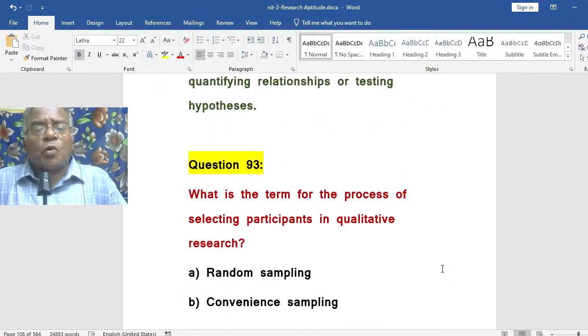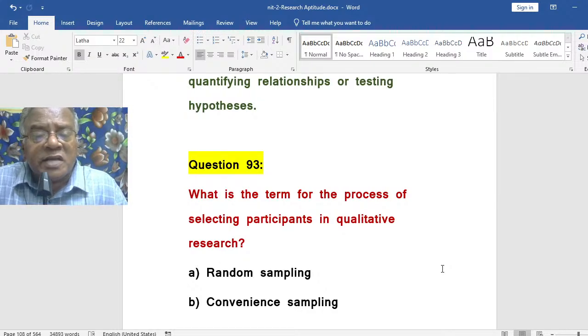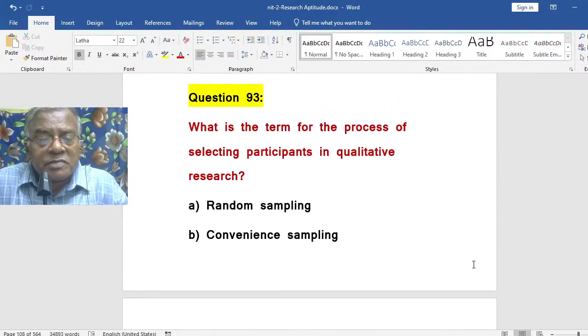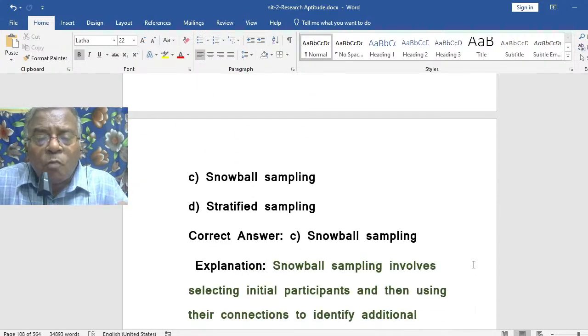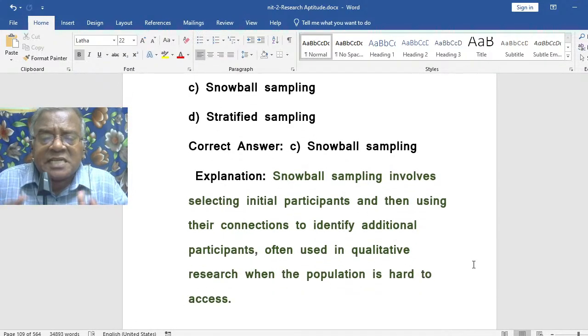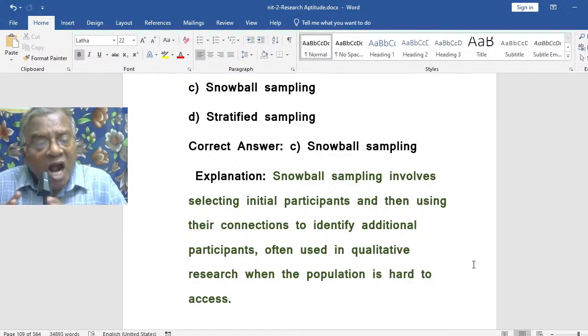What is the term for the process of selecting participants in qualitative research? Out of these four alternatives, which is the correct one? That is called snowball sampling. What does this mean? Snowball sampling involves selecting initial participants and then using their connections to identify additional participants, often used in qualitative research when the population is hard to access.